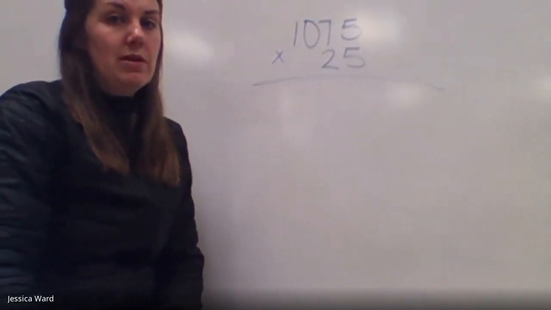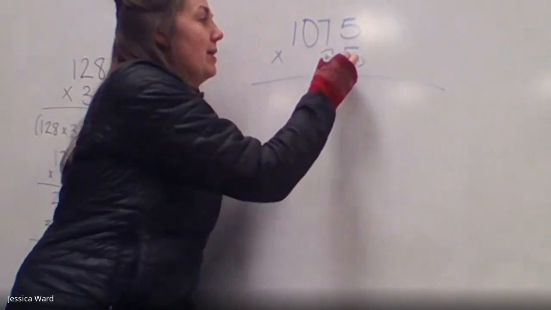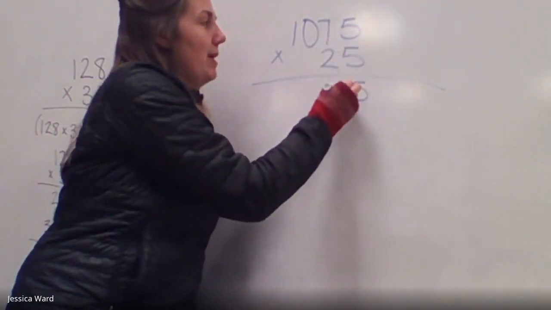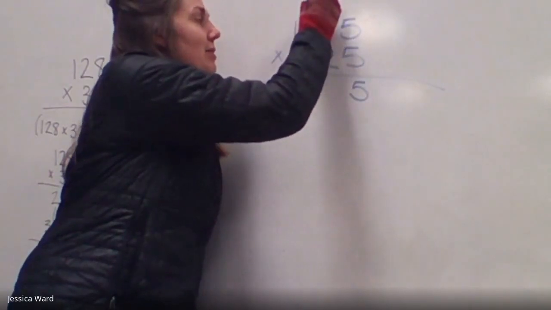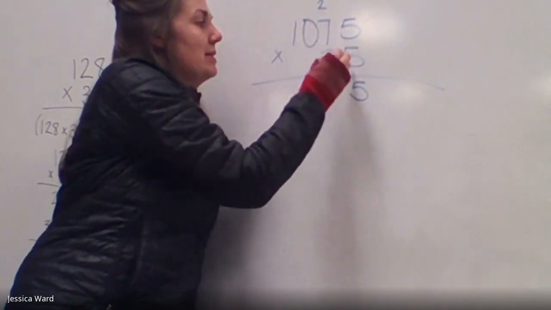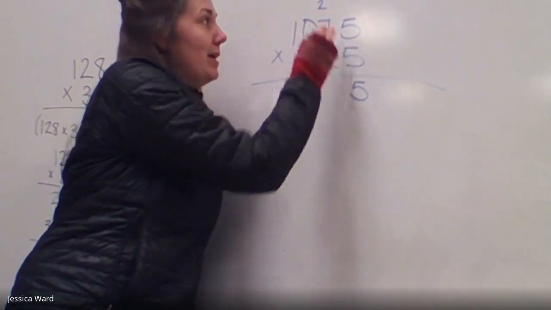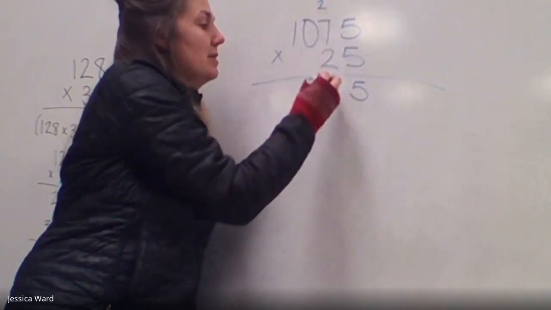So I'm going to start with 5 times 5 is going to be 25. I'm going to put my 5 here and add another 2 after I'm done multiplying my 7 and 5. 7 times 5 is 35, 36, 37.